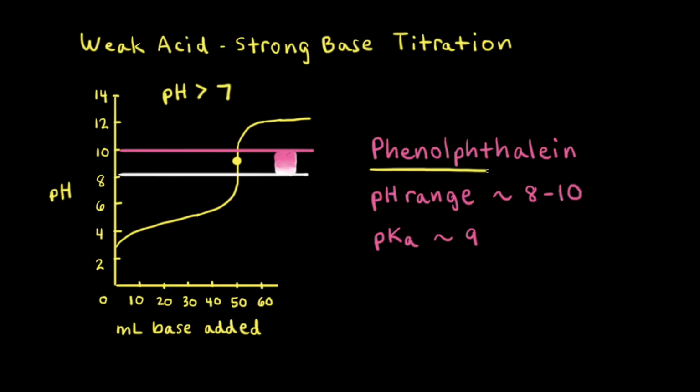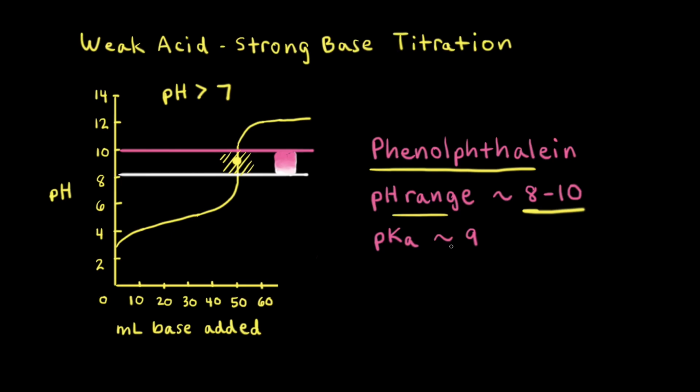Phenolphthalein is an example of another acid-base indicator and has a different pH range. At a pH of about 8, phenolphthalein is colorless. However, as the pH changes from 8 to 10, phenolphthalein goes from colorless to pink. Because the color of the indicator changes in the same range where we would find the equivalence point, phenolphthalein is a good choice as an acid-base indicator for this titration.